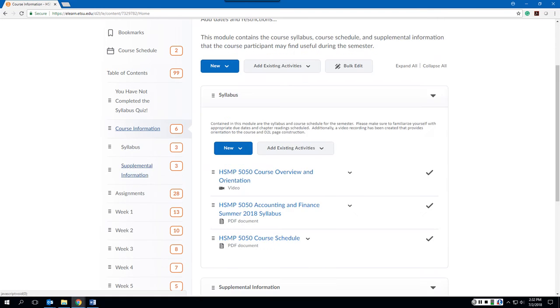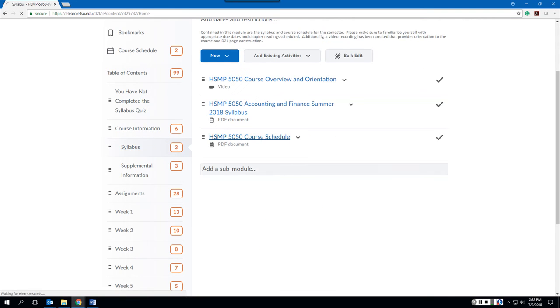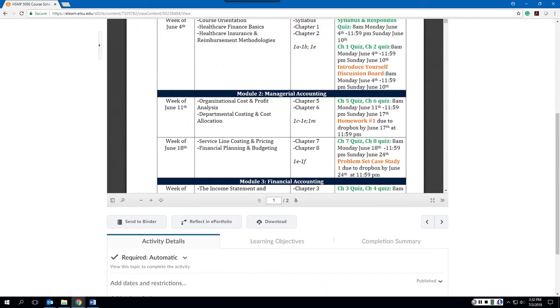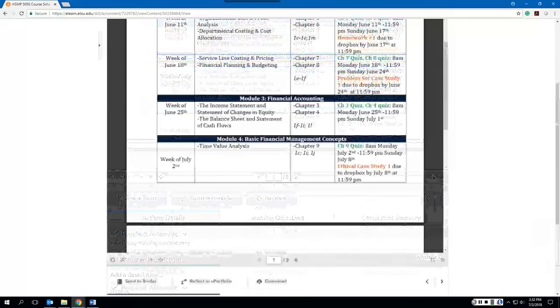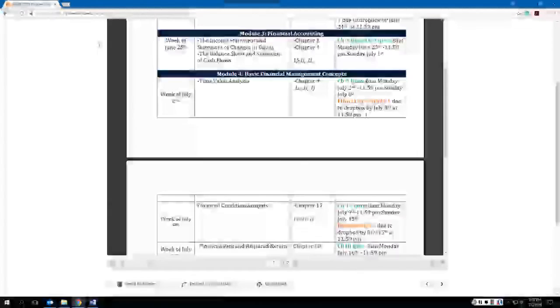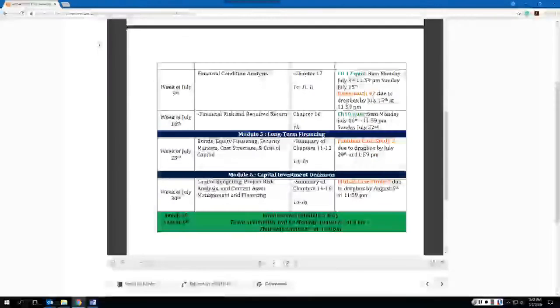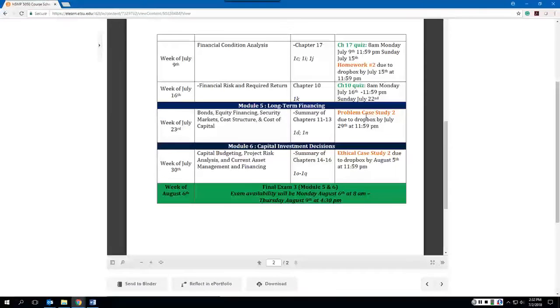We'll go back, look at course information, at the course schedule, just to look ahead past the week of the 2nd, because I know everyone will be a little busy this week with the 4th of July, but next week, starting the week of July 9th, we're going to be moving into financial condition analysis. Again, just one chapter here. You're going to have chapter 17 quiz and homework number 2 due this week.